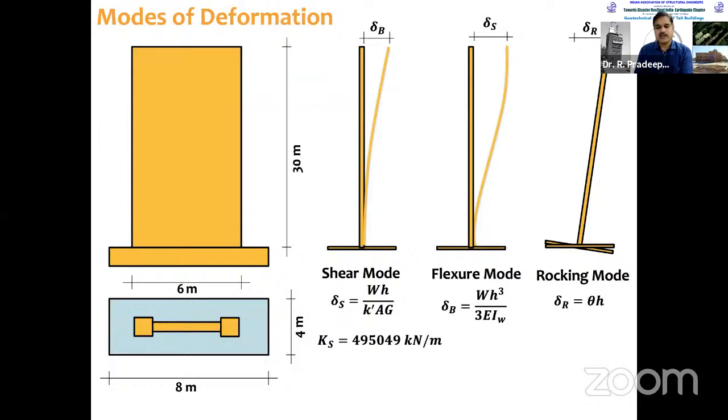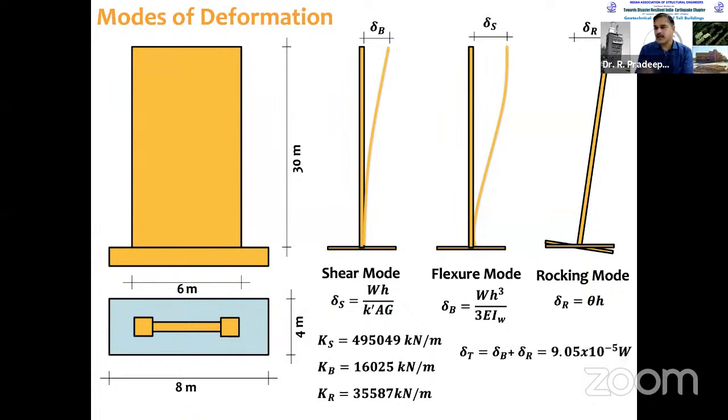So Ks, we have this number: shear stiffness, bending stiffness, and then rocking stiffness. Now, if you see the numbers, which one has the higher stiffness value? Shear deformation. But anyway, in this case, bending deformation is dominating. So we take bending deformation along with the rocking deformation. That means total delta, that is total deformation, is the addition of bending deformation plus rocking deformation.